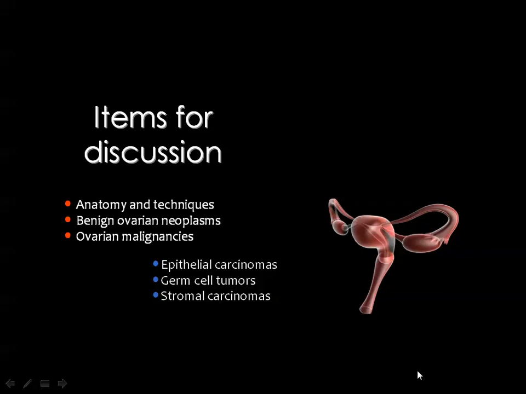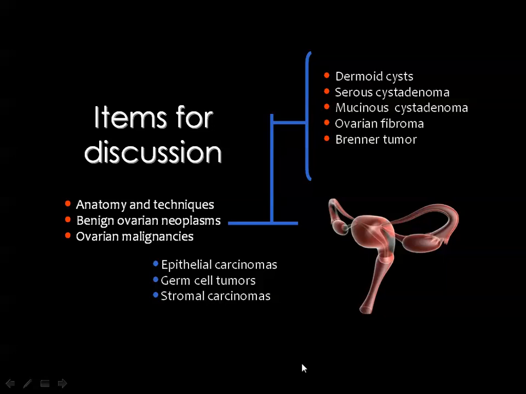Then we come to our topic about the ovarian tumors. We have the benign lesions and we have the malignant lesions. On the benign side, we have the dermoid, the serous and mucinous cystadenomas, ovarian fibroma, and granulosa tumor. On the malignant side, we have the three major types: the epithelial carcinomas, germ cell tumors, and stromal carcinomas.